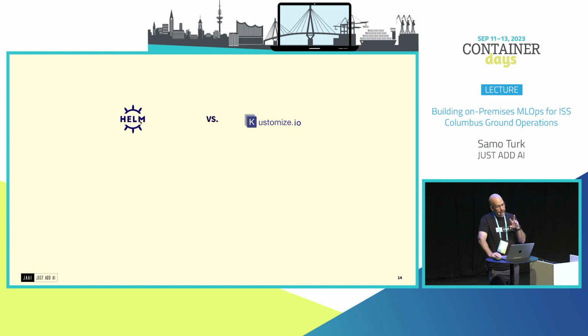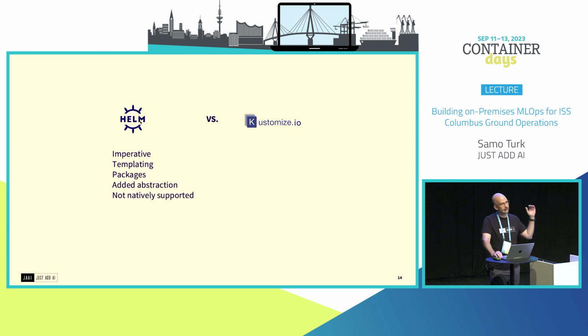Let's have a closer look at that. As you might know, but this was new for some of us, deploying stuff on Kubernetes, you more or less have two options: either Helm or Kustomize. There are lengthy discussions online about the benefits and downsides of either of those two tools, so check them out. Some of them are heated, but basically Helm is imperative. It supports templating. It packages stuff in packages, but it also adds abstraction and is not natively supported.